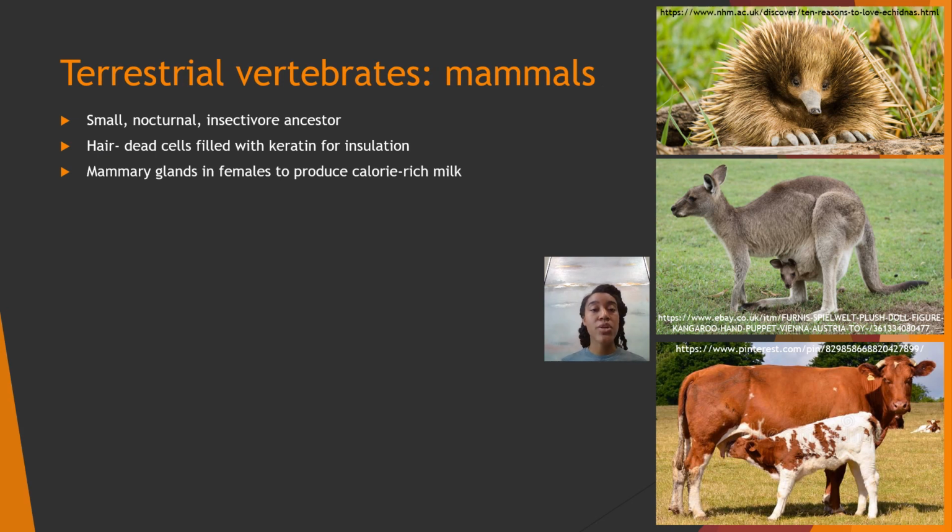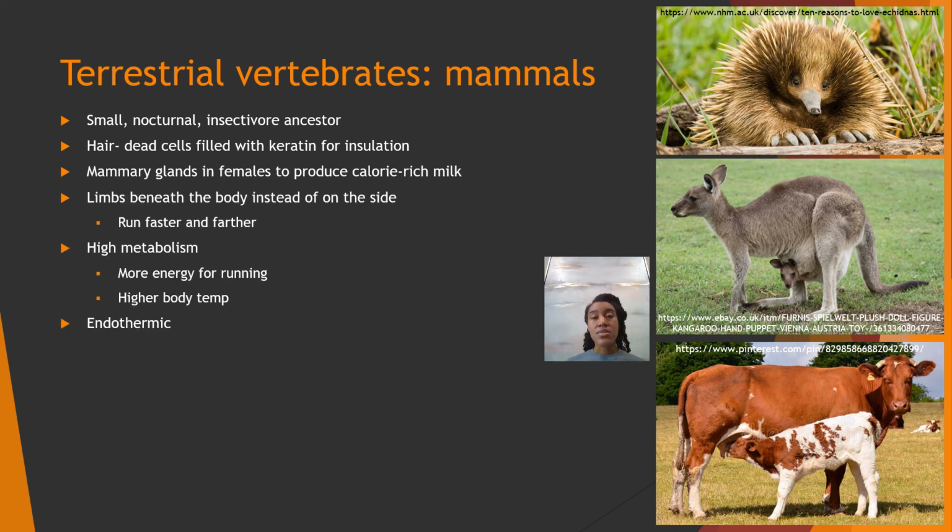The last group of terrestrial vertebrates are the mammals, and all mammals share a common ancestor. This ancestor was small, nocturnal, and ate insects. We also have a couple other similarities. For one, we all have hair, and hair is just composed of dead cells filled with keratin, and it's responsible for helping us insulate ourselves. We also have mammary glands in the female sexes, and mammary glands are responsible for making calorie-rich milk for the young as they're growing and developing.